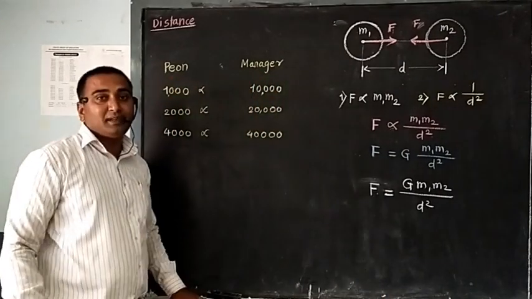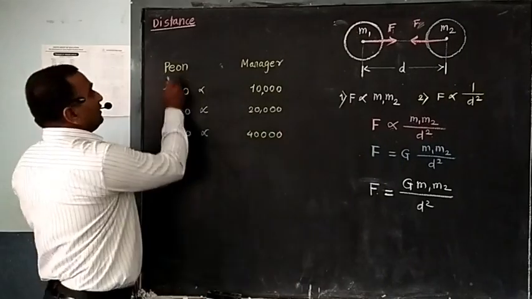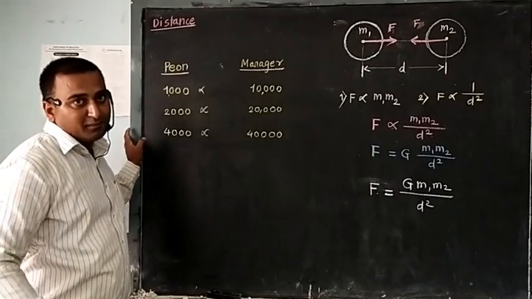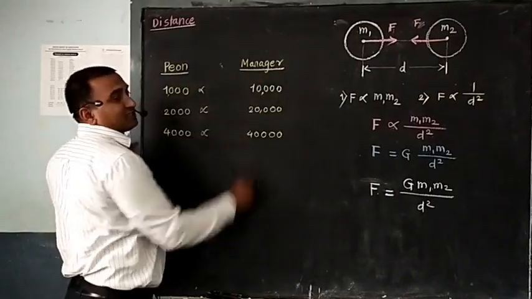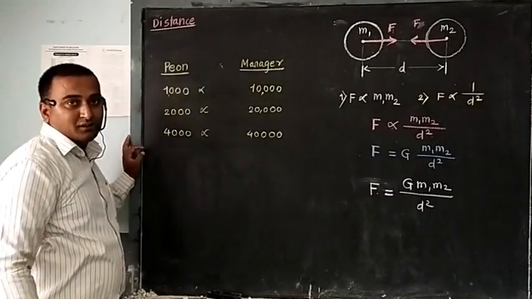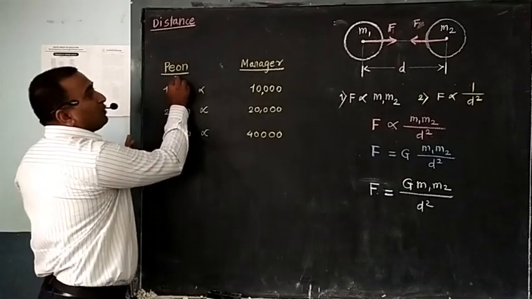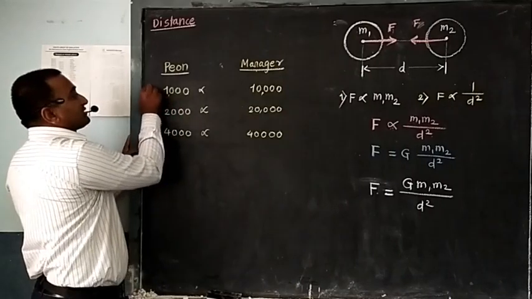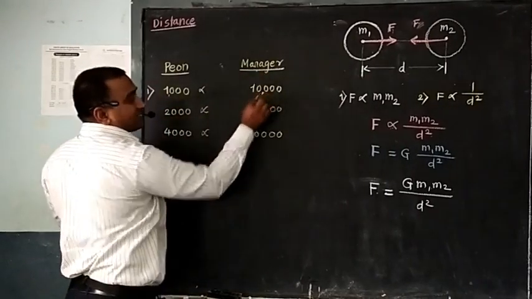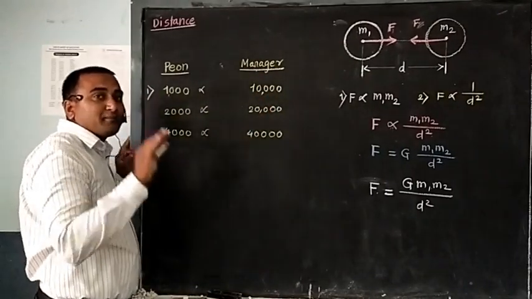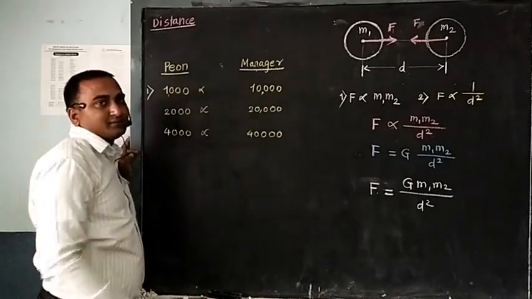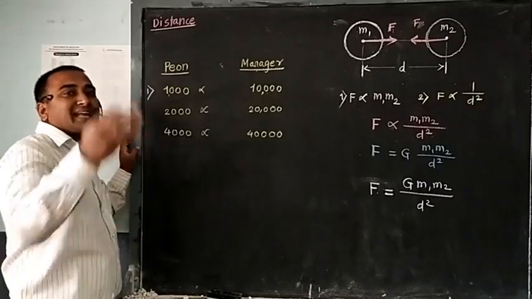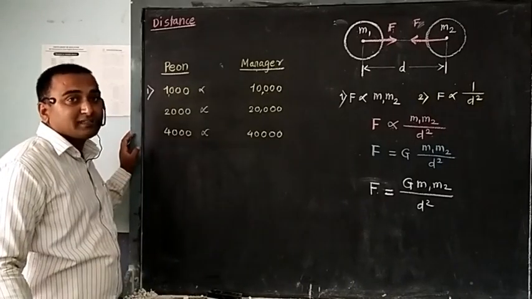One good example I am explaining in front of you. There are two persons working in the same company. One is a manager, the second is a peon. In the first case, the basic salary of the peon is 1,000 and the manager's is 10,000. There is a profit for the company. The company decides to double the salary of each and every worker of that company.